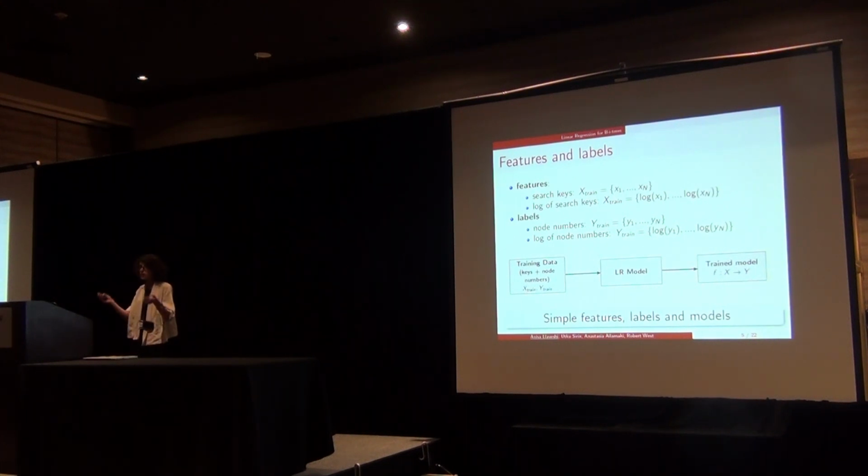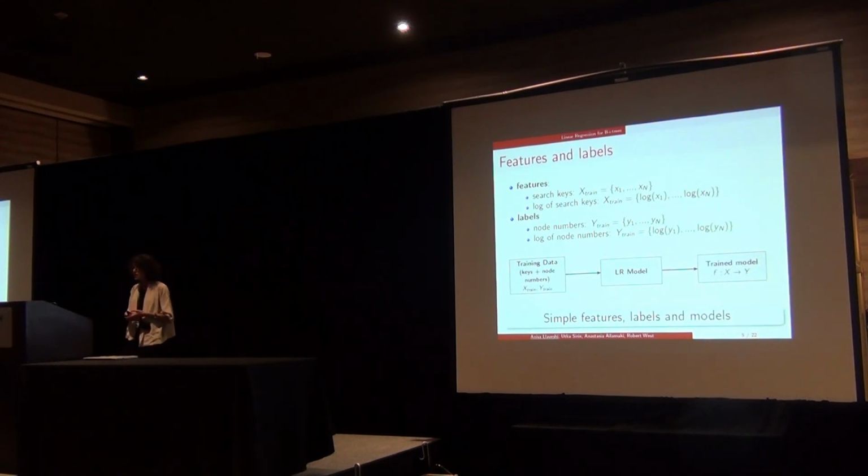So what we do is we number the nodes consecutively from left to right in each level. So the nodes will have a number from 1 to n, where n is the total number of nodes in that level. So we use these node numbers as labels, either simply the node numbers or the logarithm of the node numbers.